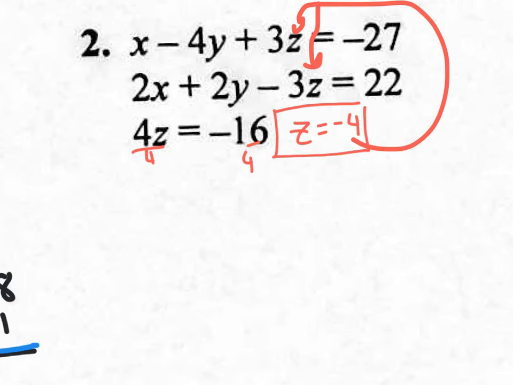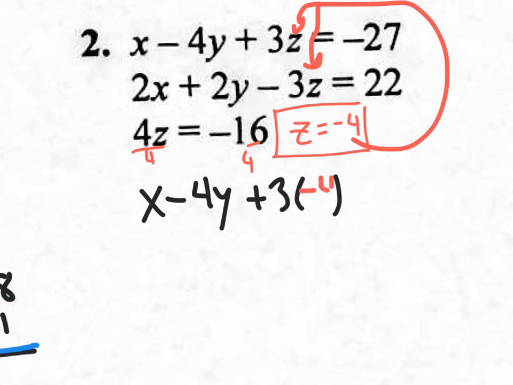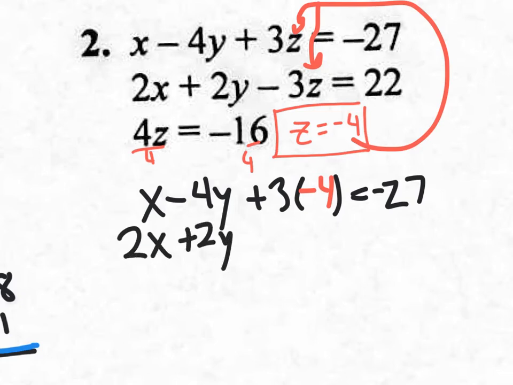Ladies and gentlemen, if I plug in z being negative 4 on the top equation, I will have x minus 4y plus 3 times negative 4 equals negative 27. And then the bottom equation, the second equation, will be 2x plus 2y minus 3 times z, we said that's negative 4, equals 22. So we could simplify each of these and then move the numbers to the right side and have a 2x2 system. So right here I have a 3 times negative 4, that's negative 12.